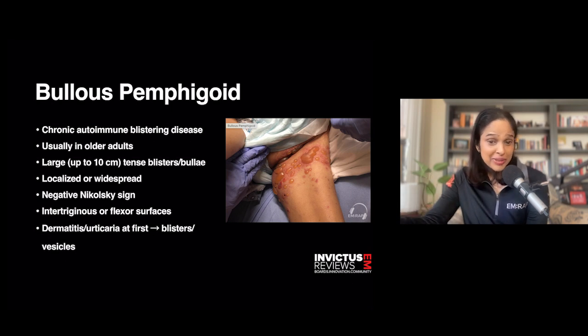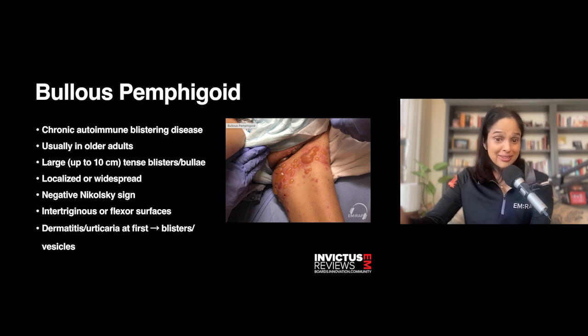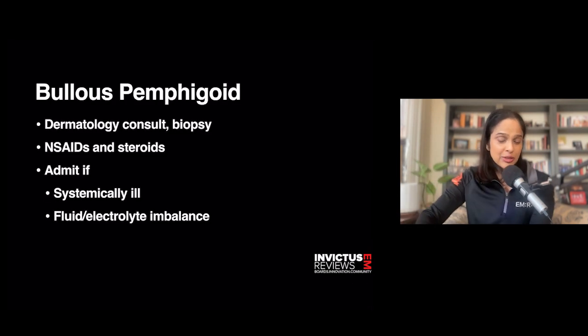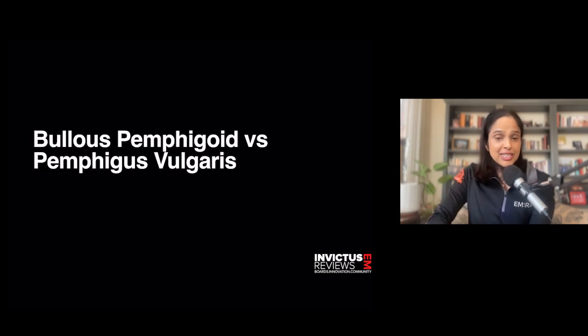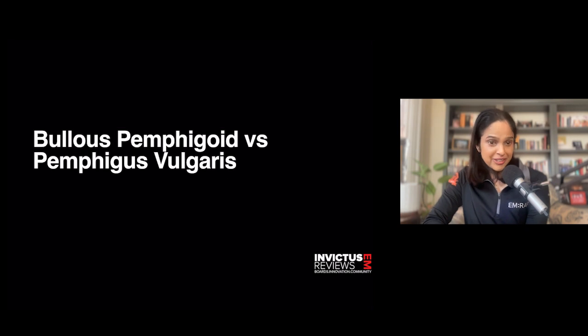If they look systemically ill, you're going to admit them because you're going to be like, this person's really ill with a blistering rash. I don't know what, this person's sick. They need to come into the hospital. And if it's really widespread, it's almost like burns. They're going to get these fluid and electrolyte imbalances. And so they can actually need ICU care when it's that bad, but that's rarer. Usually it's this sort of indolent chronic thing in an older person, as opposed to pemphigus vulgaris.